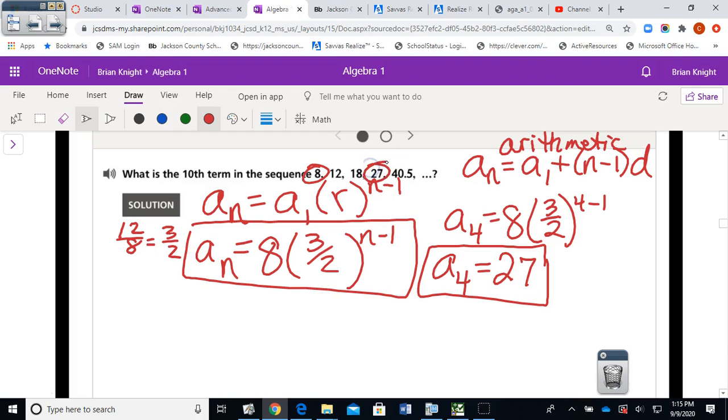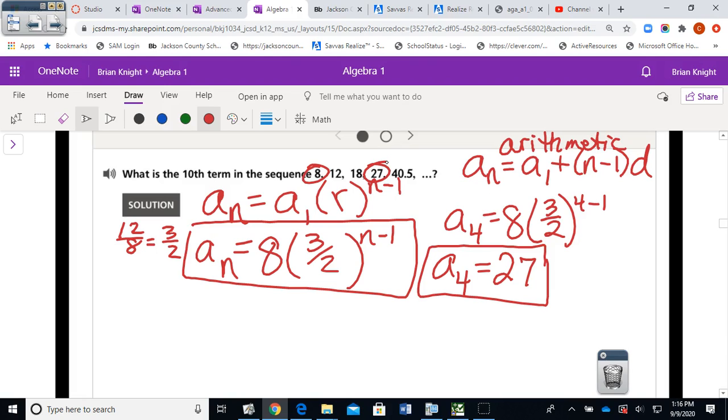What was our fourth term? 27. So with the explicit formula, you can find a specific term right now. If you wanted the 100th term, rather than multiplying by 3/2 99 more times, all you'd have to do is put in a sub 100 equals 8 times 3/2 to the 100 minus 1 power. It's going to be pretty big, by the way. So, can I do this with the recursive formula? No.